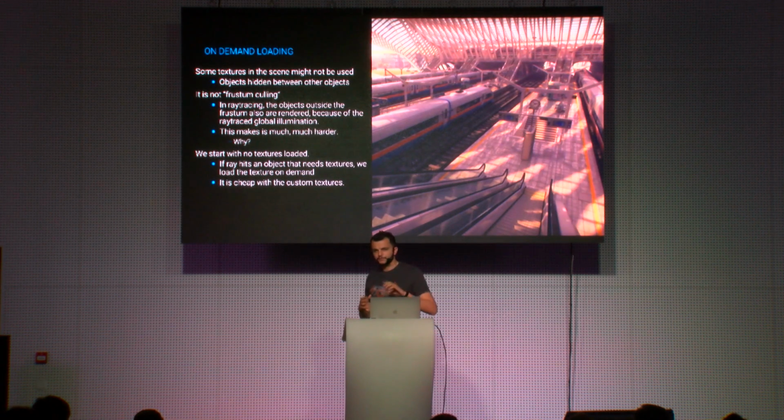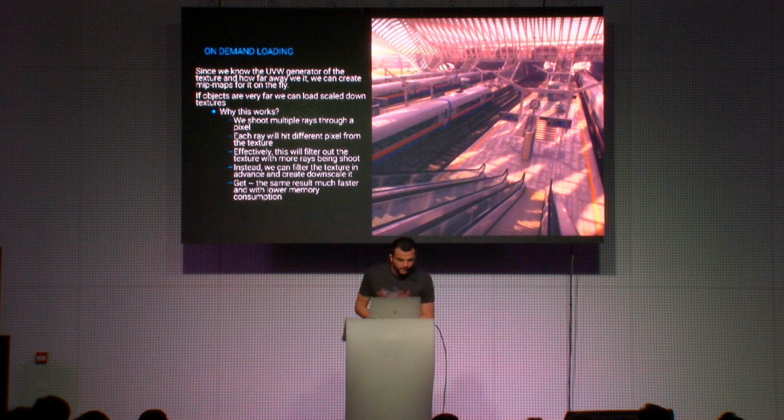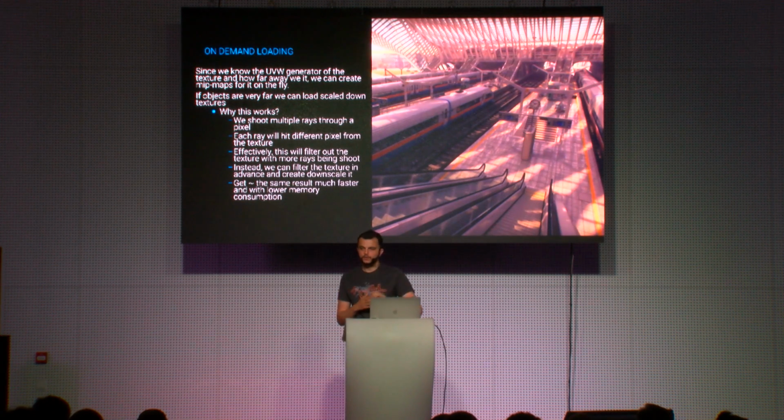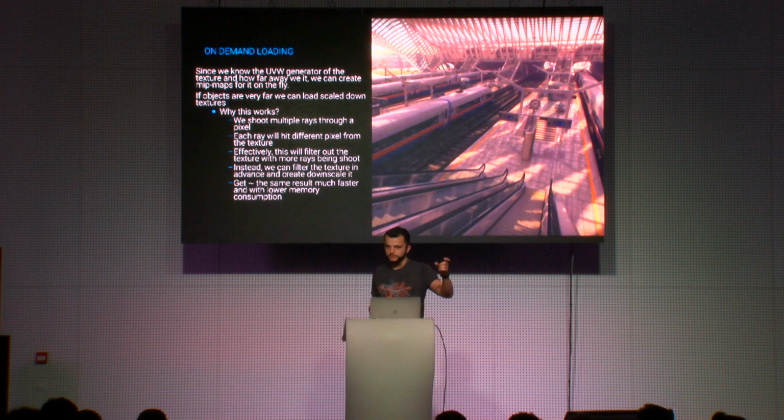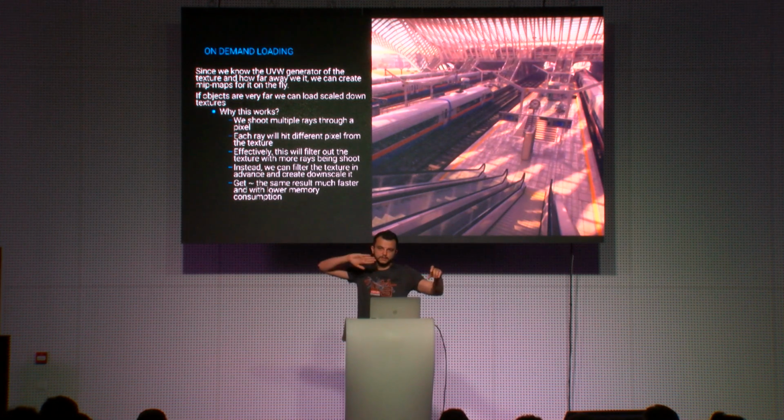And also, we know how far away the texture is, and we can project it back to the camera, and we can see what part of the texture projects onto the camera. So instead of loading the texture at full size, we can create a smaller version of it, or multiple smaller versions of the texture, and then blend between those, depending on how far away it is.